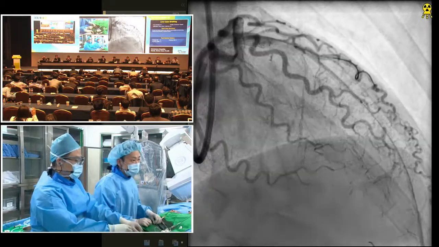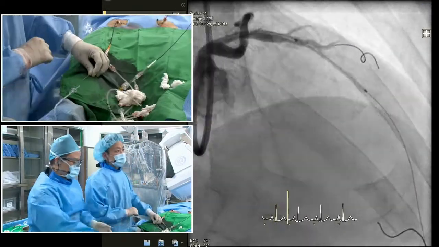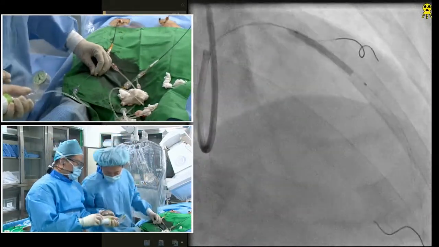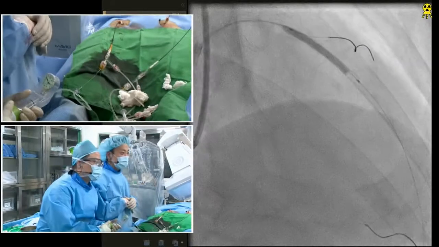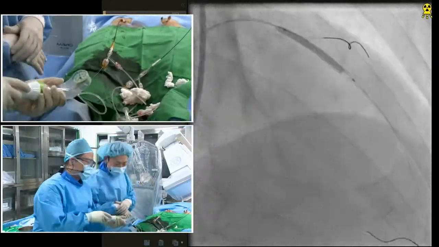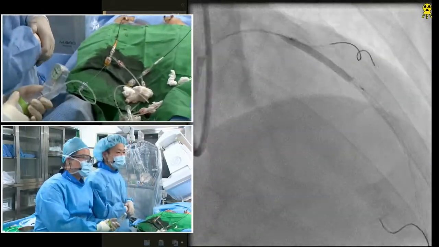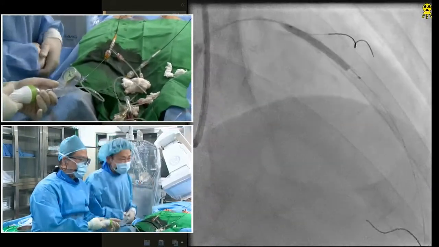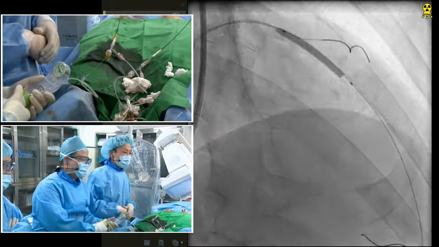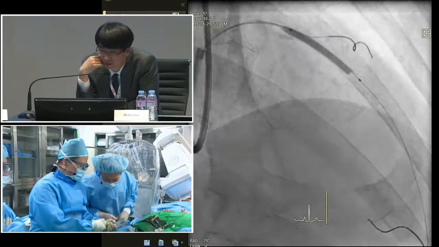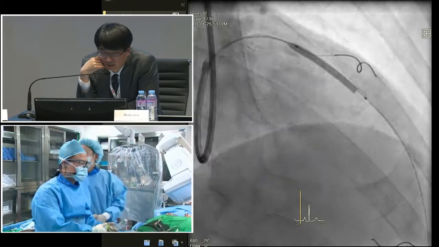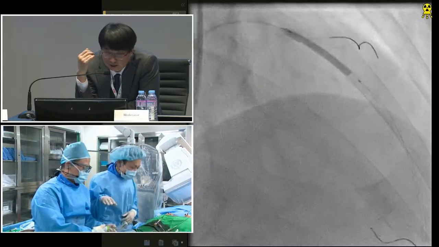Maybe we can put the stent from here. Let's go. Low pressure, low pressure. 6, 7, 8. Nominal is 10. What is the stent? Giants. Down. Down.